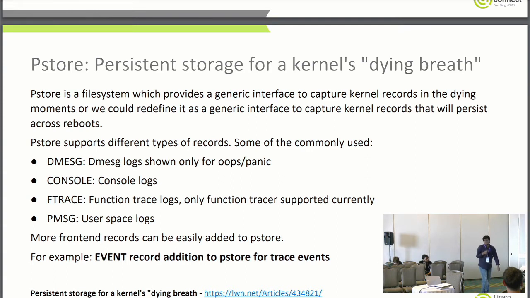And the different types of already supported records are dmesg, console, ftrace, and pmsg. So the main confusion would be dmesg and console. They both are the same, right? But no, actually in case of Pstore, dmesg logs will only show up if there is a kernel oops or some panic. But console is not like that. If you enable console RAM oops, you are going to see all the console every time. But dmesg is only if there is some oops or some panic. So that is the main difference between dmesg and console.